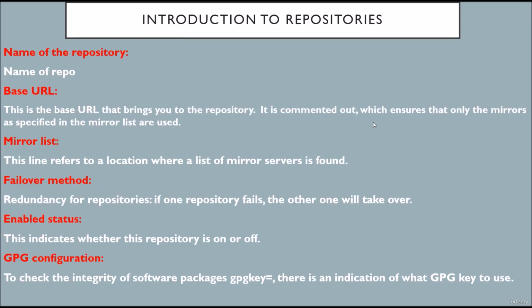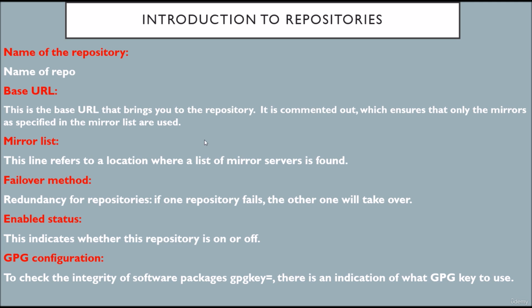So when you look at that repo, it will have a lot of information in there. For example, it will tell you the name of the repository. It will tell you the base URL. This is the base URL that brings you to the repository. It is commented out, usually, which ensures that only the mirrors as specified in the mirror list are used. Also, there's a setting that says mirror list. This line refers to a location where a list of mirror servers is found.